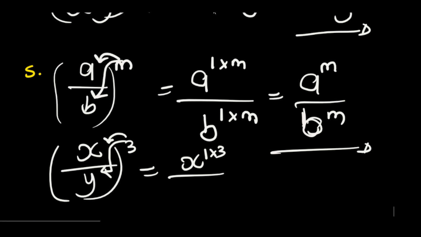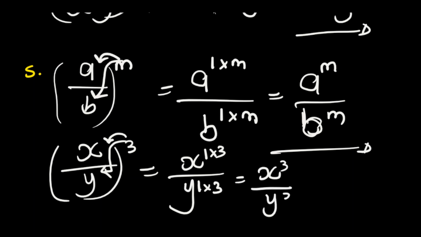So over y to the power of 1 multiplied by 3. So it's going to be x to the power of 3 over y to the power of 3. So that is the solution for this law. So you are done with all the 5 laws.